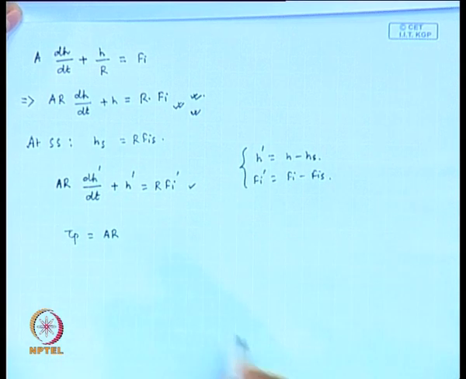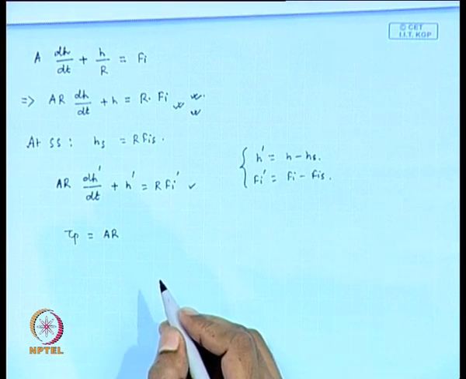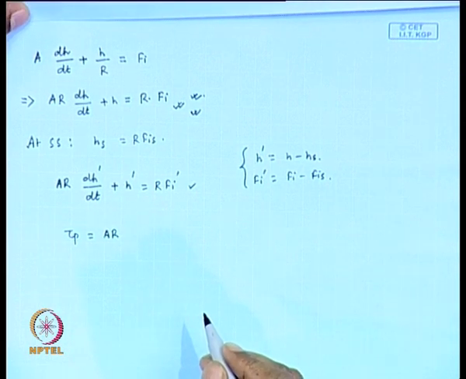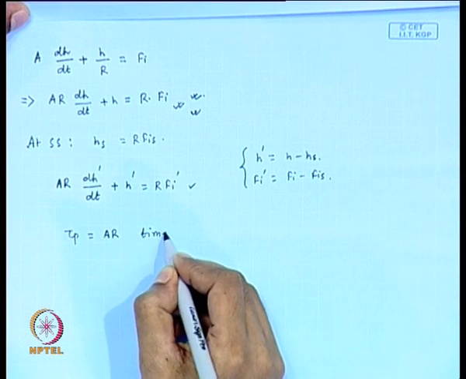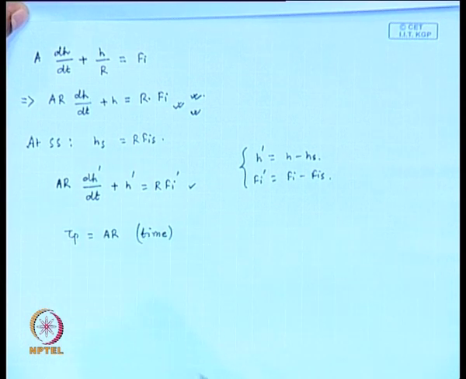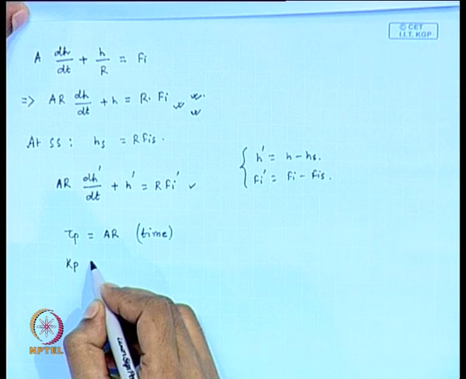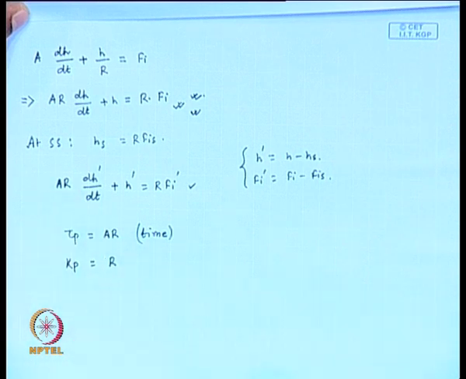Fine. So, what is the unit of this tau p? Can you find the unit of this tau p? Unit of this tau p is time. Similarly, we will consider Kp. Kp is here R. So, that will be the unit of R basically. What is the unit of R? R equals h by F, that means time per meter square or time per area, we can say.